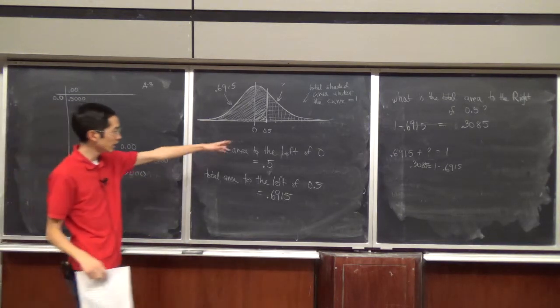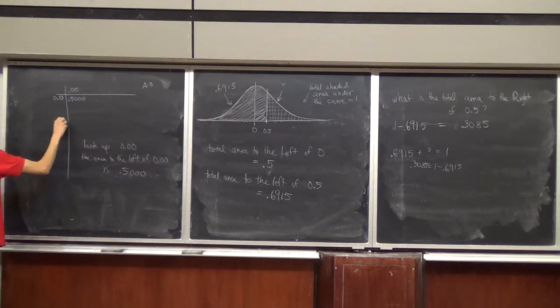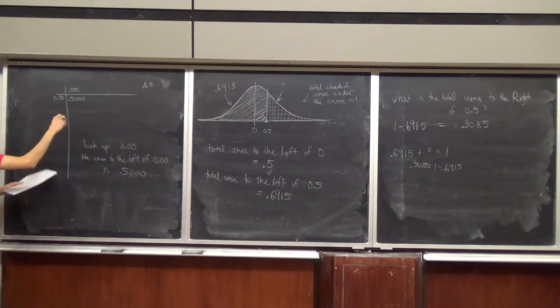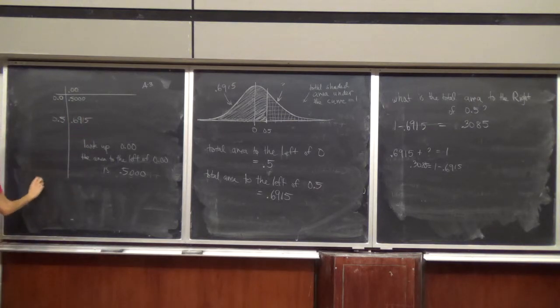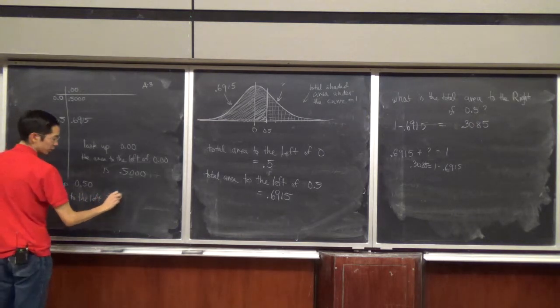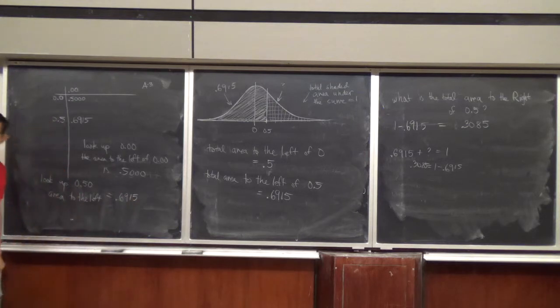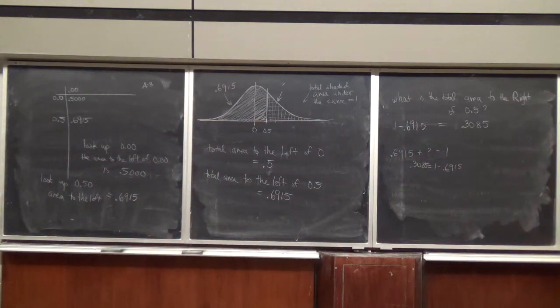If I'm drawing a line at 0.5, I will go to the row that says 0.5, and the column is 0.00, and the number I get is 0.6915. So I'm looking up 0.50, area to the left is equal to 0.6915. So the table tells us the area that's to the left of some cutoff line.